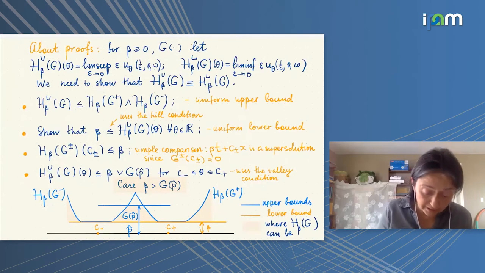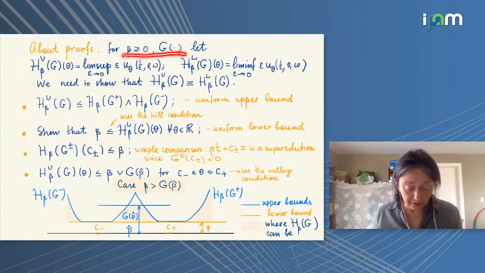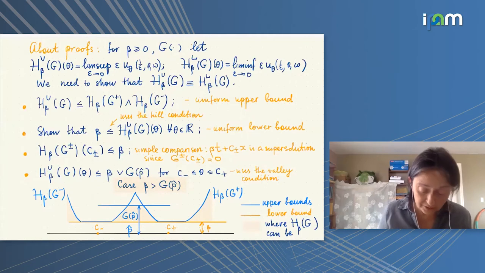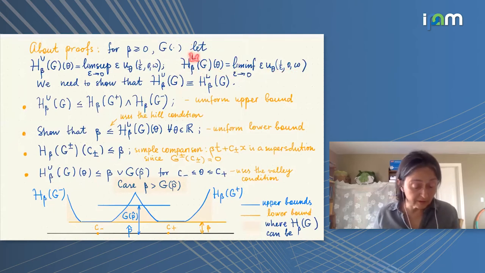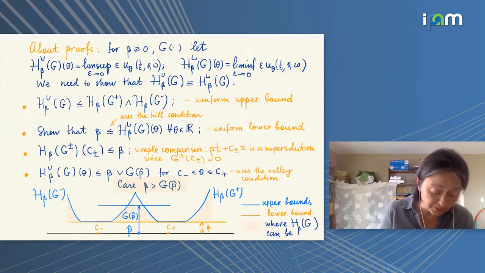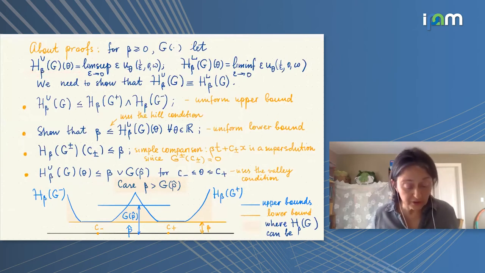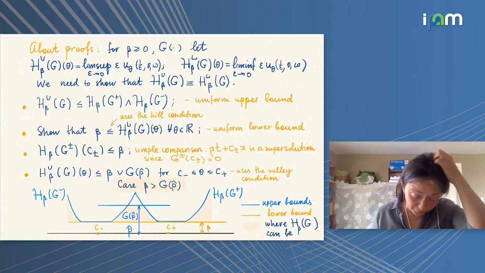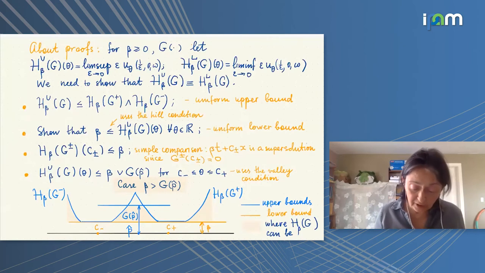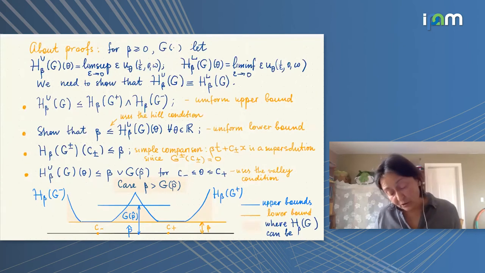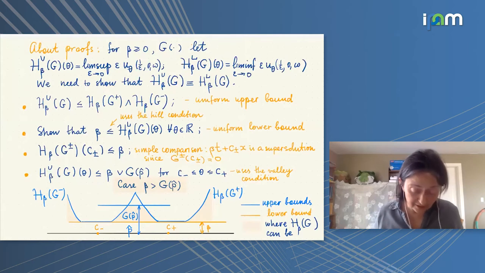So we are given beta and G, and we denote the liminf by H beta of G with a superscript L, and the limsup with H beta of G with a superscript U. So the upper and lower. We want to get the upper bound on HU and the lower bound on HL, so that the upper and lower bounds are exactly the same.